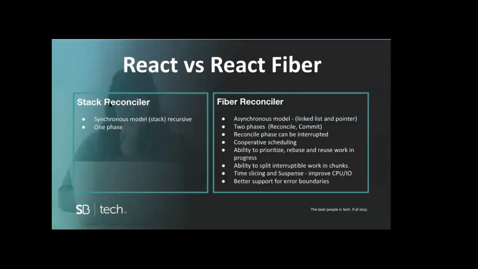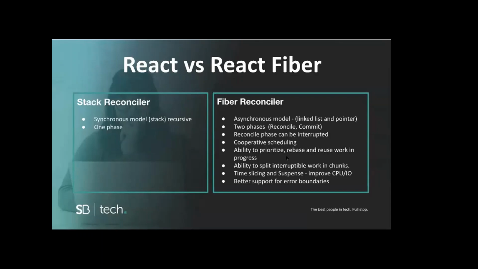This is the final comparison between React's stack reconciler and React Fiber. You can see the current stack reconciler doesn't have many features. It's built on a synchronous model, it's recursive, and it has only one phase. It will block the main thread. It gives a bunch of work to the main thread, and the main thread does all the updates at a single time.